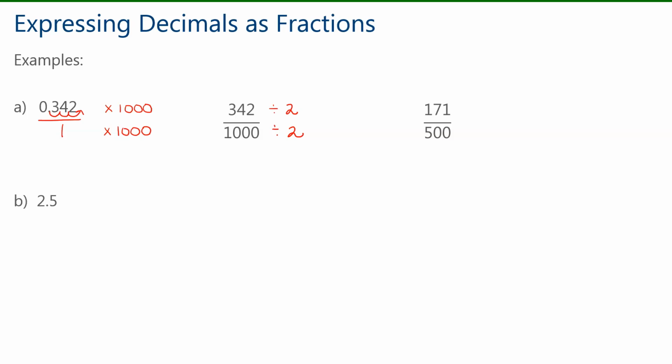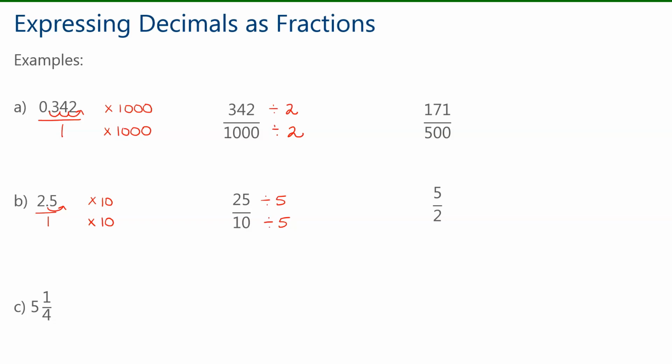For 2.5, I could also write this as a fraction by putting a 1 underneath. However, once again, we can't have this decimal in our fraction. So I would need to move that decimal 1 place to the right. That is essentially the same as multiplying by 10. And if I multiply by 10 on the top, I have to multiply by 10 on the bottom. That gives me 25 over 10. I then say that the greatest common factor for 25 and 10 is 5. So if I divide the numerator by 5 and I divide the denominator by 5, I will get 5 over 2.